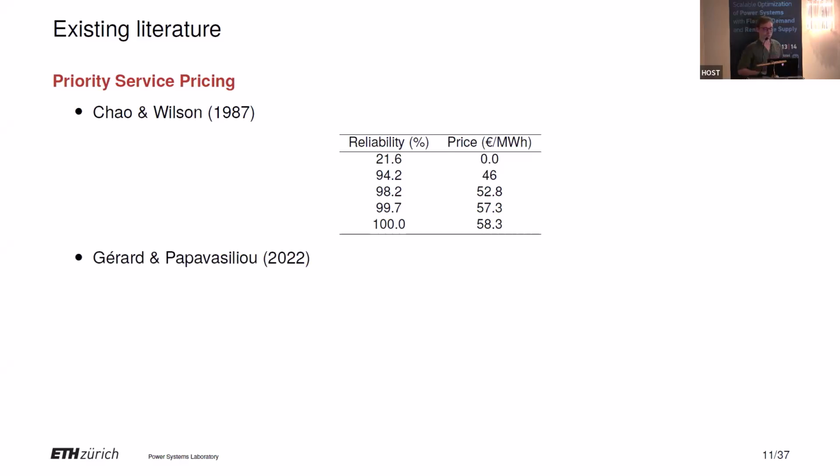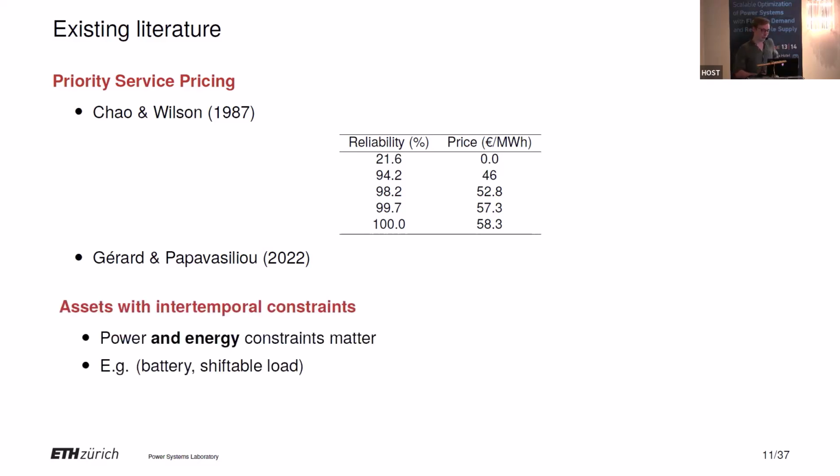And there's also some work that has been done in Anthony's group about this, where they basically show that indeed it's very appealing, but if you have users that don't have a pure capacity-based valuation, but also an energy-based valuation, then you lose efficiency. So including an energy part in this priority service pricing scheme is going to be very important to reach efficiency.